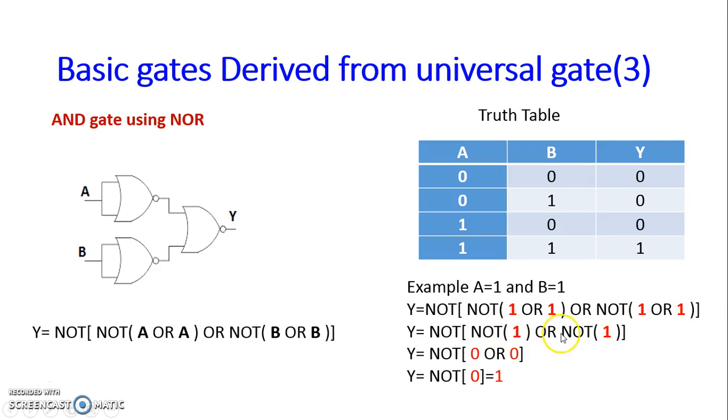Not of 1 or, which is as such here, not of 1. Not of 1 is 0, or is 0. 0 or 0 is 0, and not of 0 is 1. That means if I apply A equal to 1 and B equal to 1, the Y is 1, which verifies the entry of this truth table that A is 1, B is 1, output is 1.